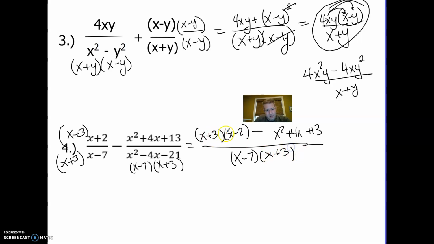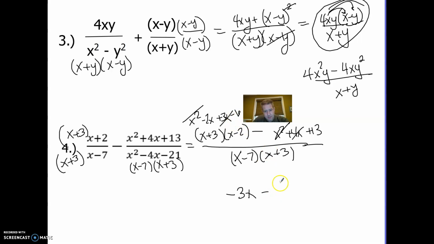All right, so it looks like the next thing I'm going to have to do is FOIL this. I probably should have just done that to begin with. So that's going to be x squared. Outers is going to be negative 2x, inners is going to be 3x, and last is going to be negative 6. Now I can combine like terms, so the x squareds cancel each other out. Negative 2x plus 3x makes x. x minus 4x makes negative 3x on top. And then negative 6 minus 13 makes negative 19.